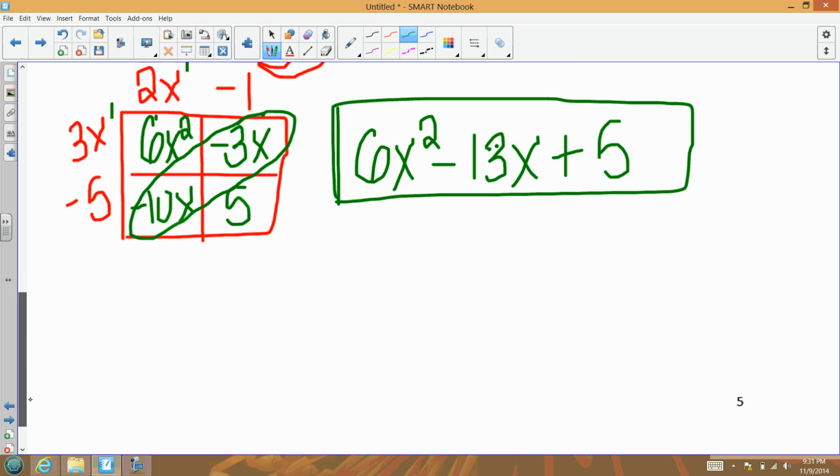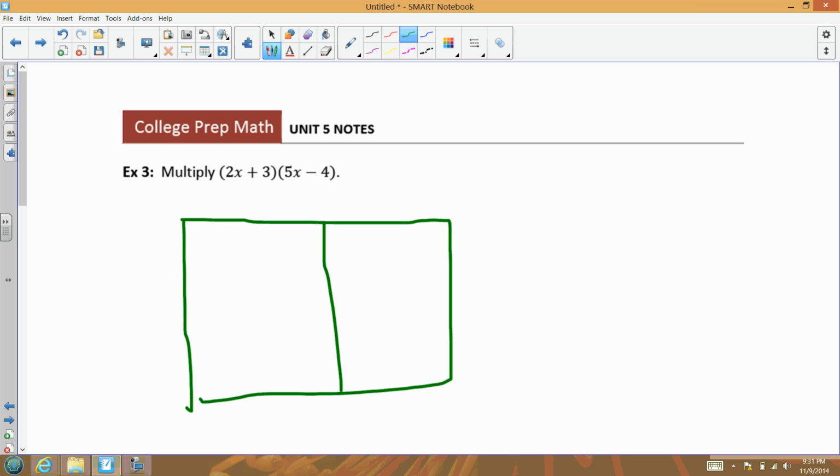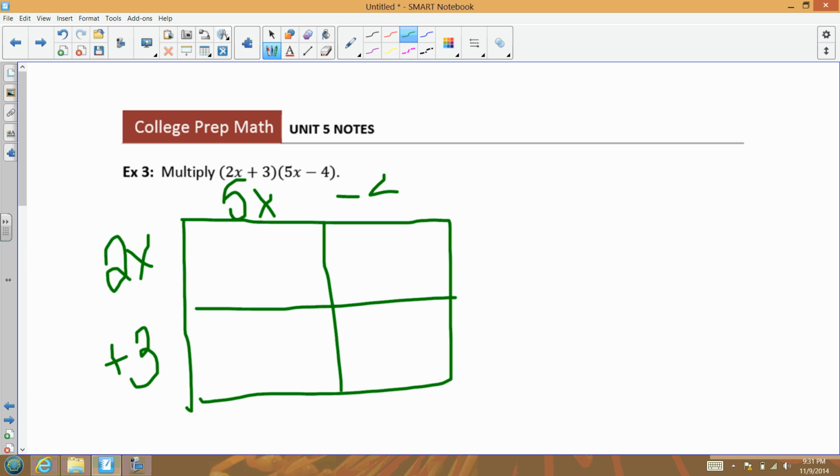I'm going to go ahead and set up the rectangle again. So I have 2x plus 3, 5x minus 4. Keep in mind it does not matter which binomial you put on what side. It's up to you, it doesn't make any difference. I just did the 2x plus 3 on the left, and then across the top 5x minus 4. I could have switched these, I'd get the same answer, so it doesn't matter.